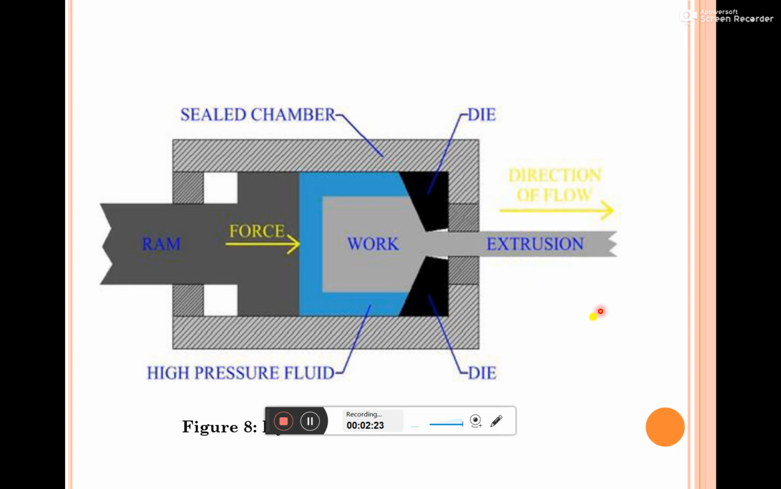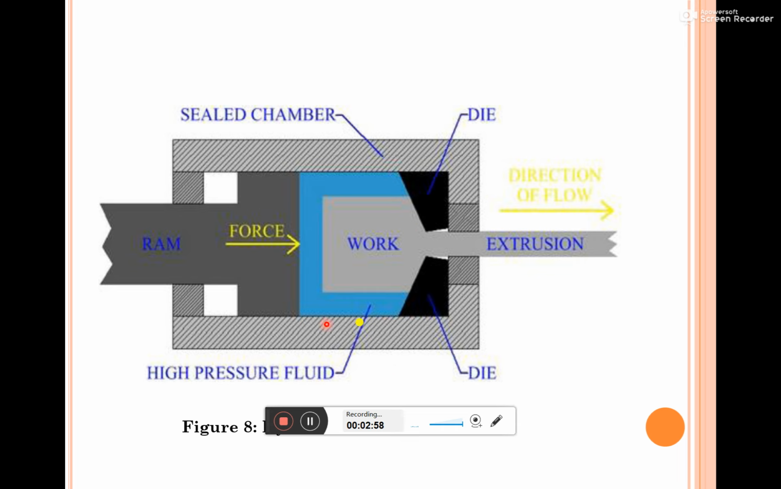That's why this type of process is known as forward extrusion. In forward extrusion, the workpiece will flow through the die in the direction of the force. And in the reverse case, if the workpiece moves opposite to the force direction, then it is known as indirect extrusion or the backward extrusion process.